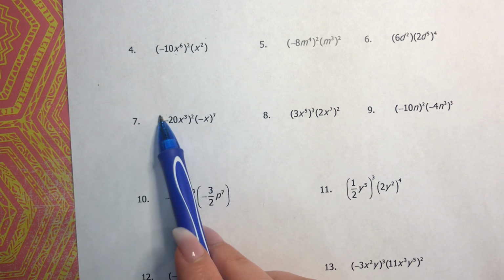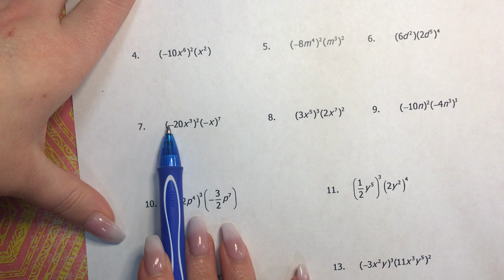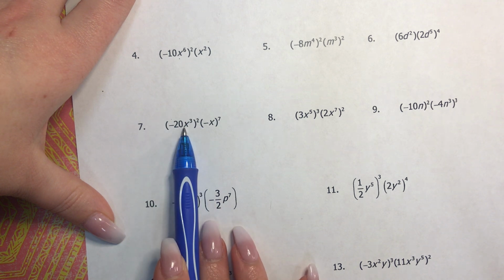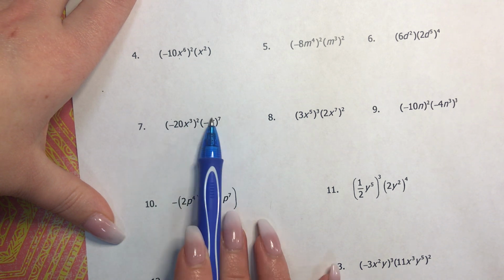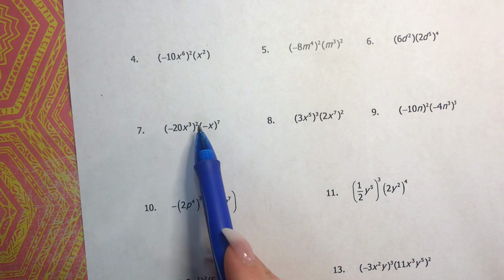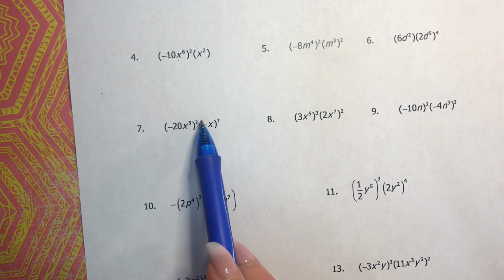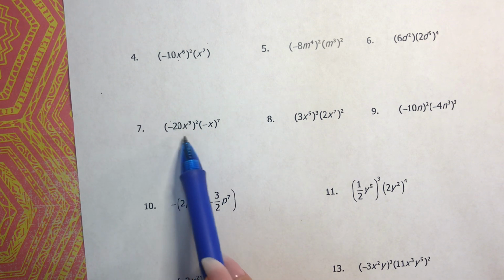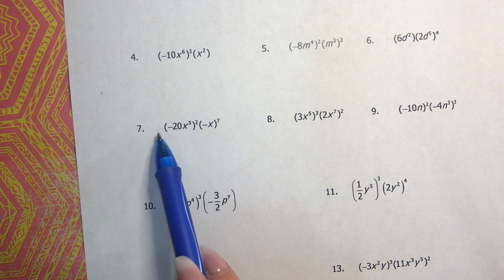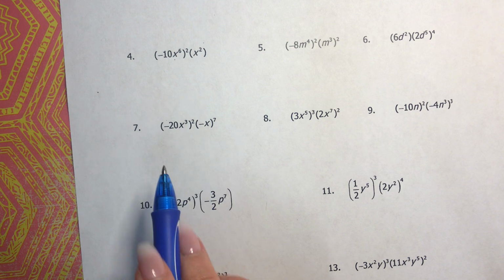Okay, so what I notice is we've got the quantity negative 20 x cubed raised to the 2nd power, and then we have negative x raised to the 7th power, right? So there are 2 different quantities that are raised to different powers, and they're not the same base. So I have to do that product power rule here, and then I'm going to do it there, okay? So let's go ahead and start here first.